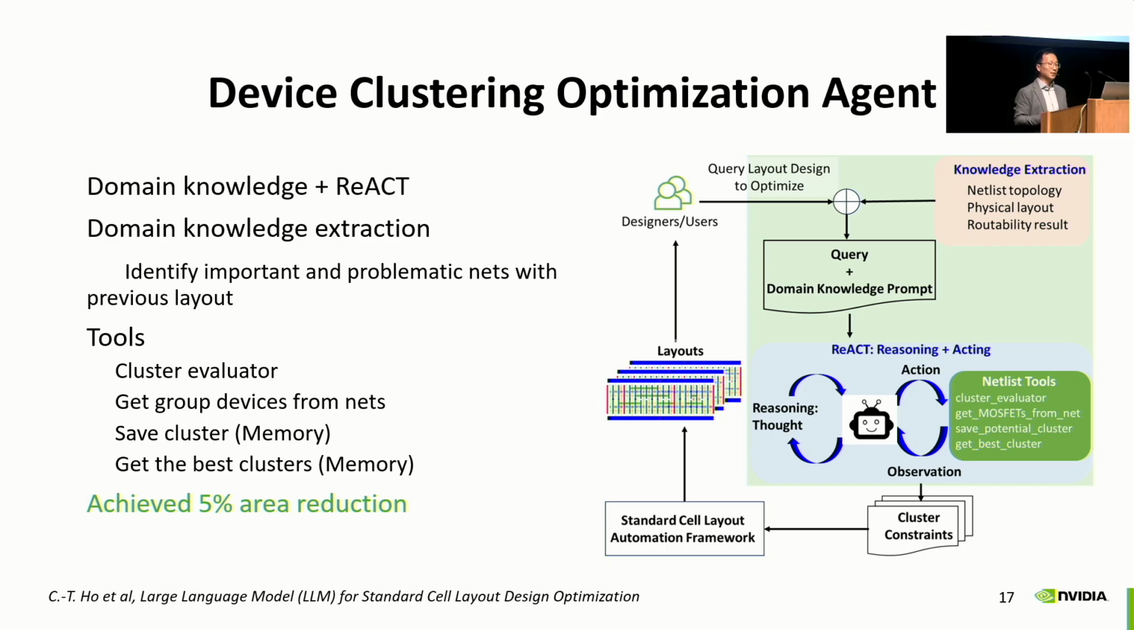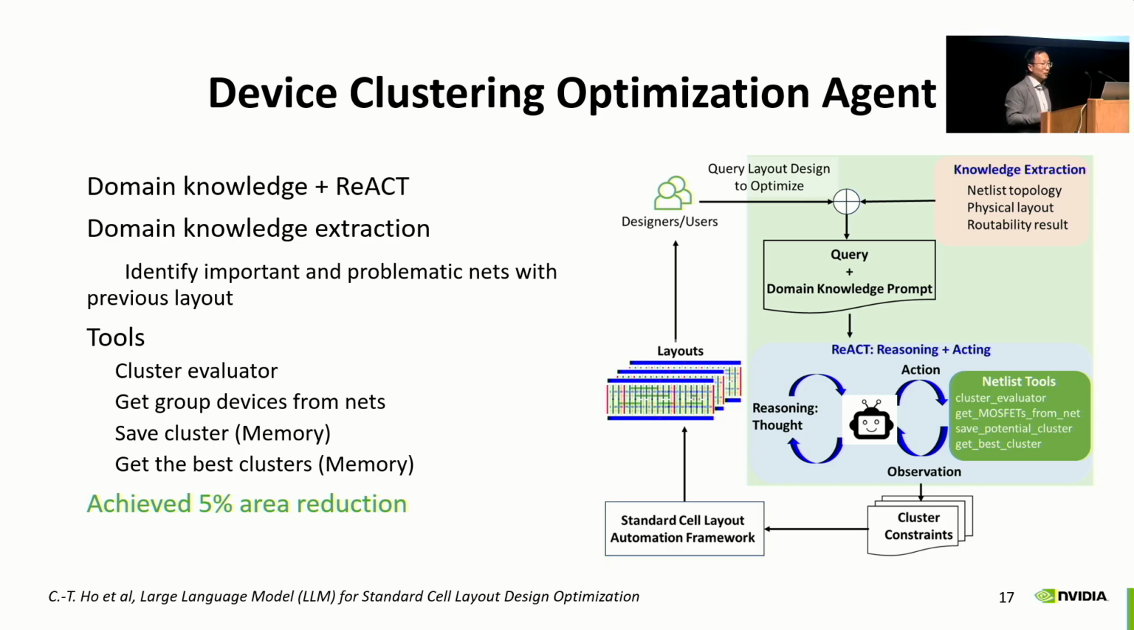For example, important problematic nets have to be identified. And from this knowledge, the agent will then use a regular ReAct flow to call custom tools to accomplish the task. And these custom tools include analysis tools and memory-related tools.